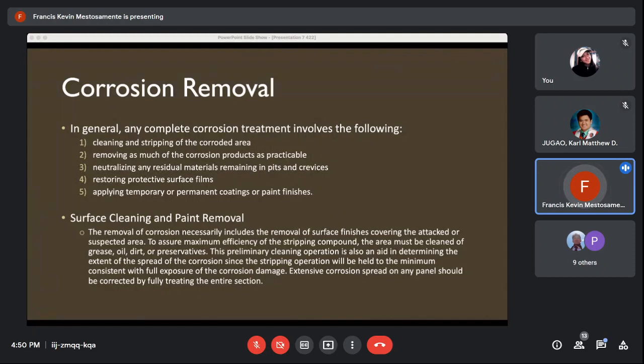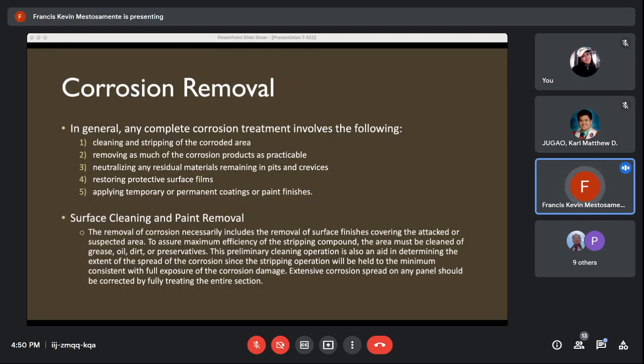Next slide, we got corrosion removal, slide 17. Self-explanatory also in general, to complete a corrosion treatment. So first, cleaning and stripping of the corroded area. Next is removing as much of corrosion product as practicable. So tanggalin natin yung lahat hanggat maaari. If it's possible to replace that tiny part or tiny component, it's the best way to do it. But if it's not possible, we remove as much corrosion as we can.